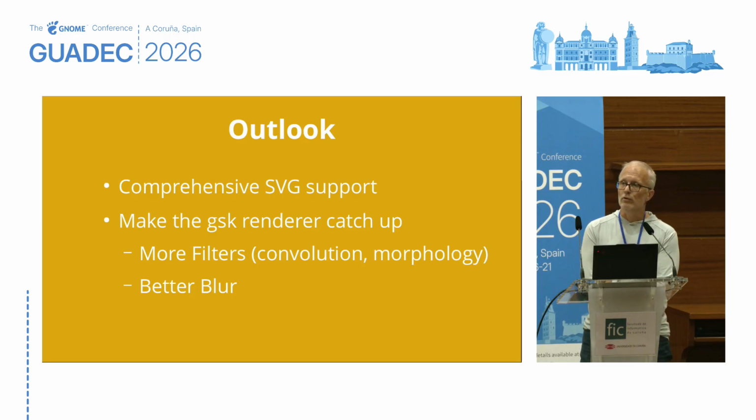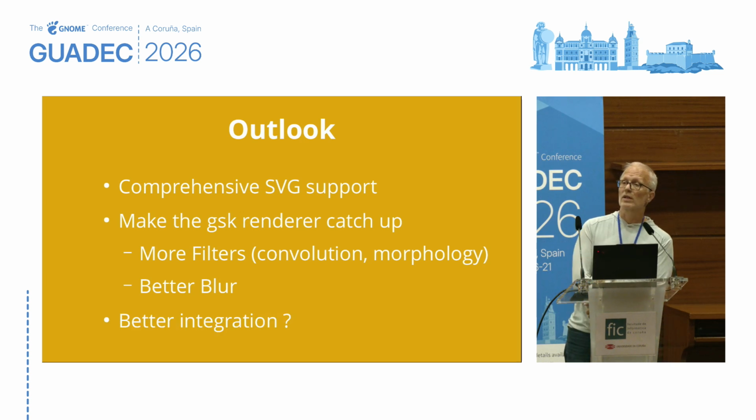Every time we implement a new filter, we need to make sure that we have a shader that can match that implemented on the GPU. The candidates for that would be, for example, convolution or morphology. And it would also be nice to have a better blur implementation in GSK, for example, that could let us specify the X and Y radii separately. And beyond that, there's integration things that we could try to improve, like some plumbing.